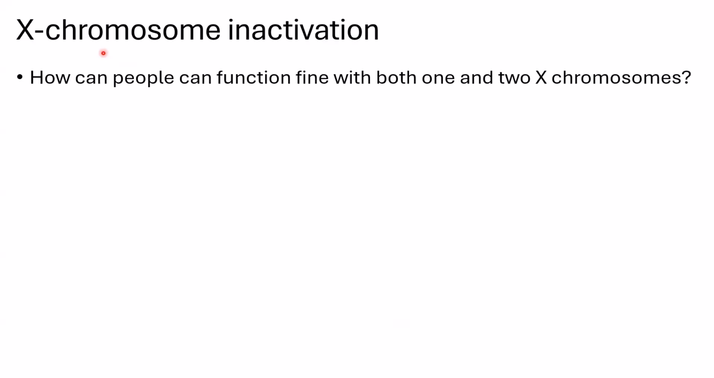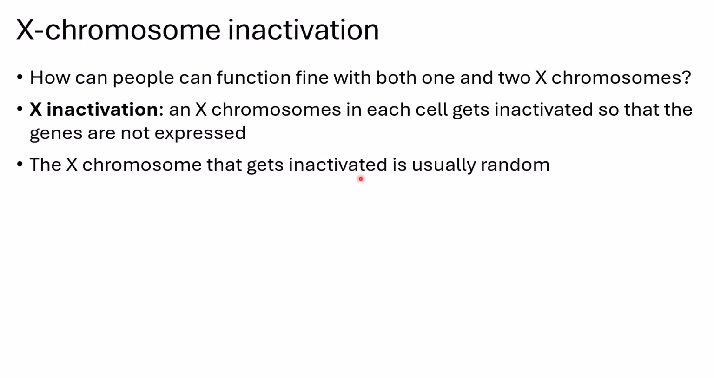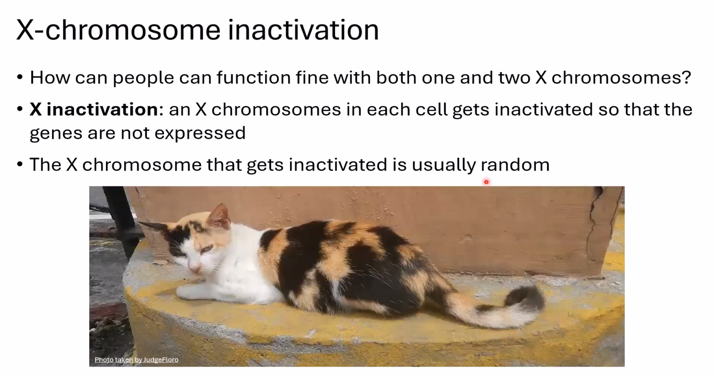It seems that humans only need 1 X chromosome to survive, but how is this the case? Why are there no detrimental effects of just having 1, or of having more than 1? The answer is something called X inactivation. This is a process in which an X chromosome in each cell gets inactivated, and therefore its genes aren't expressed. This only occurs when there are at least 2 X chromosomes, so the X chromosome in males would not get inactivated. The X chromosome that gets inactivated is generally random. This is actually what creates the pattern on calico cats. The X chromosome that is not inactivated determines whether the fur is orange or black in an area.